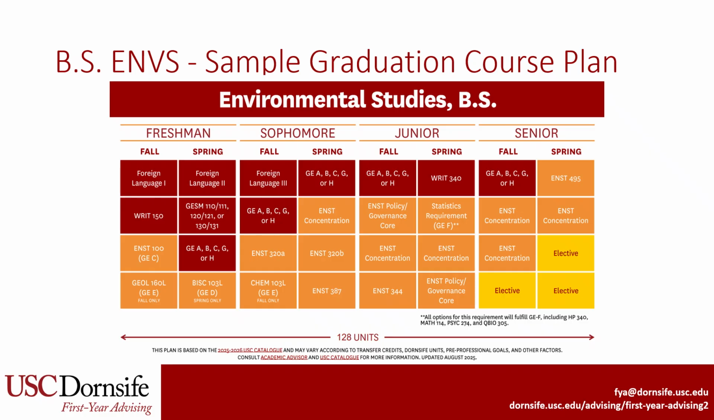Here you can see a sample four-year course plan for the Environmental Studies BS degree. This is just one example of how students can move through the major requirements over the course of 4 years. You'll see in red the USC core requirements, so foreign language, writing, and general education courses. In orange are the major requirements, and in yellow are the degree electives, or those courses that students take in order to meet the 128 units required to graduate from USC.